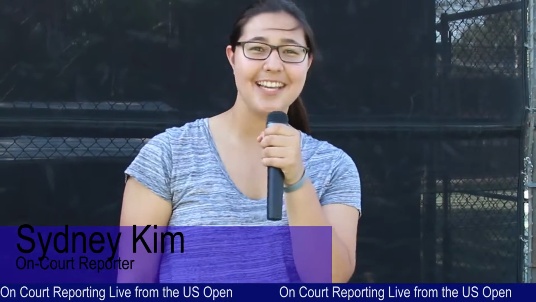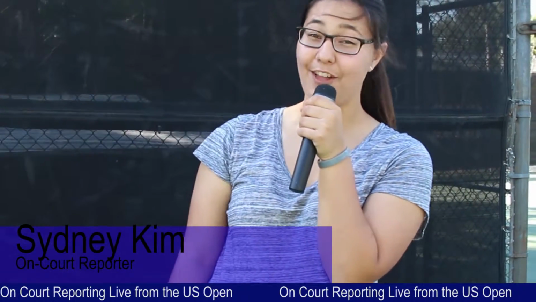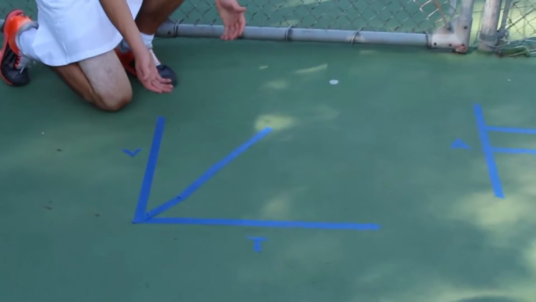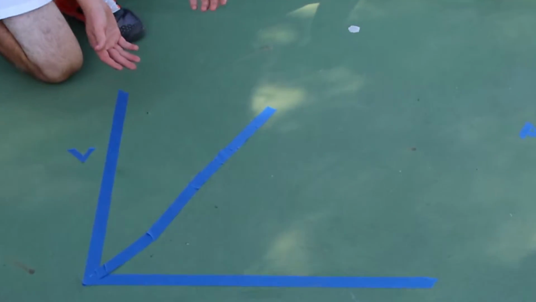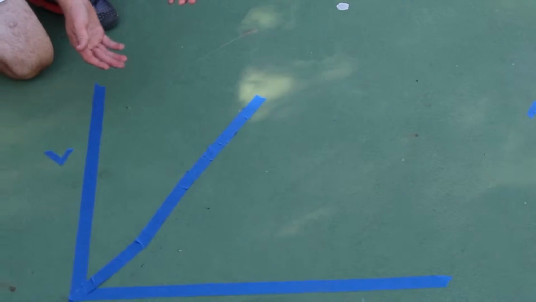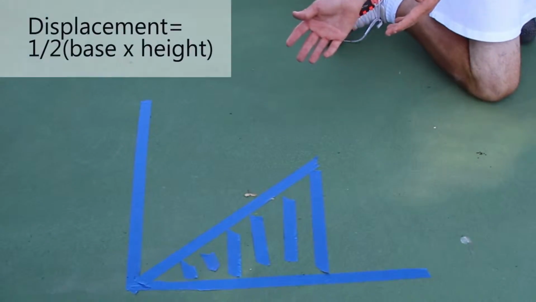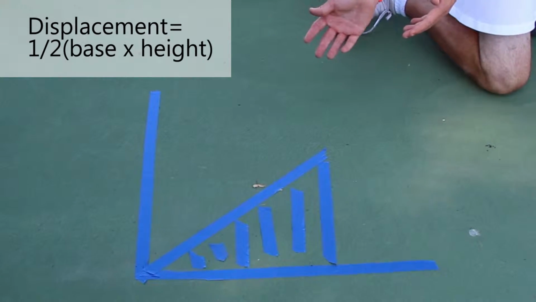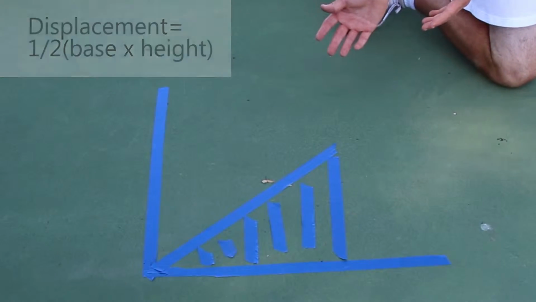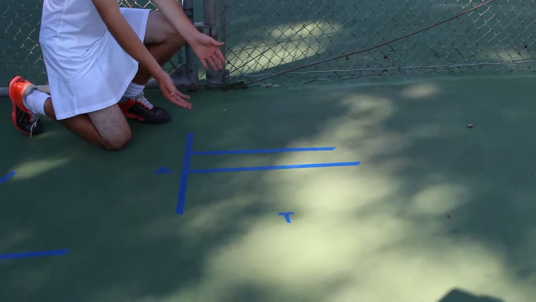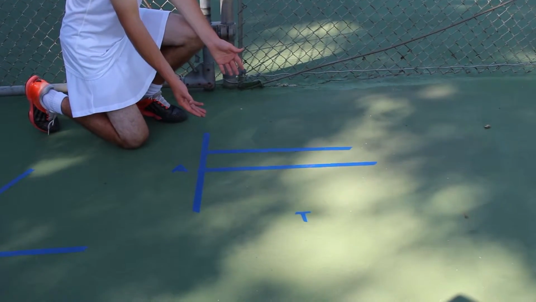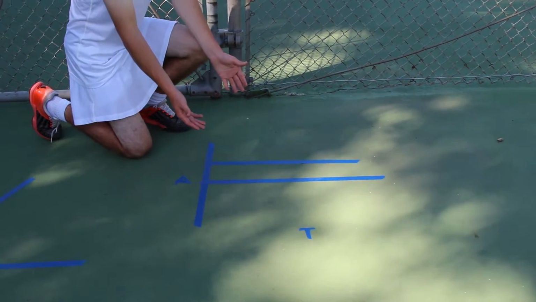Thanks, Caroline. Now let's see how this player's serve translates into velocity versus time. As you can see from this lovely graph right here, the velocity of the ball is increasing over time. We can also calculate the displacement of the tennis ball as it travels through the air by using the equation 1/2 base times height in order to find the area of the graph beneath the line. And then check out this acceleration versus time graph. This shows us how the ball has constant acceleration after making contact with the racket. Back to you, Caroline.